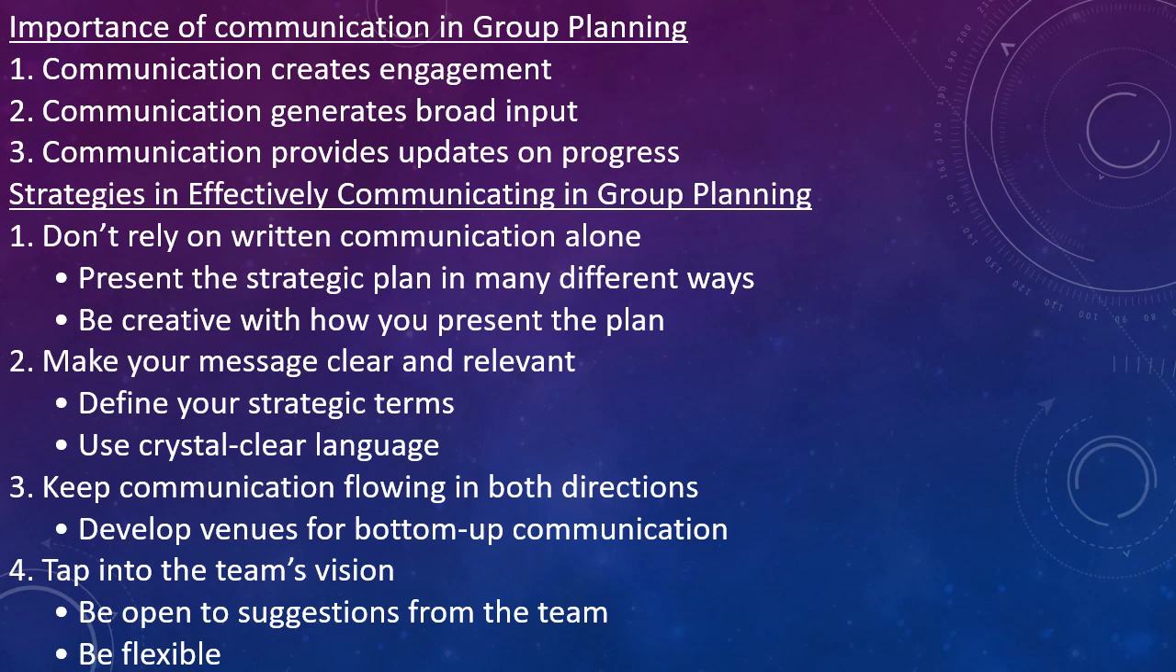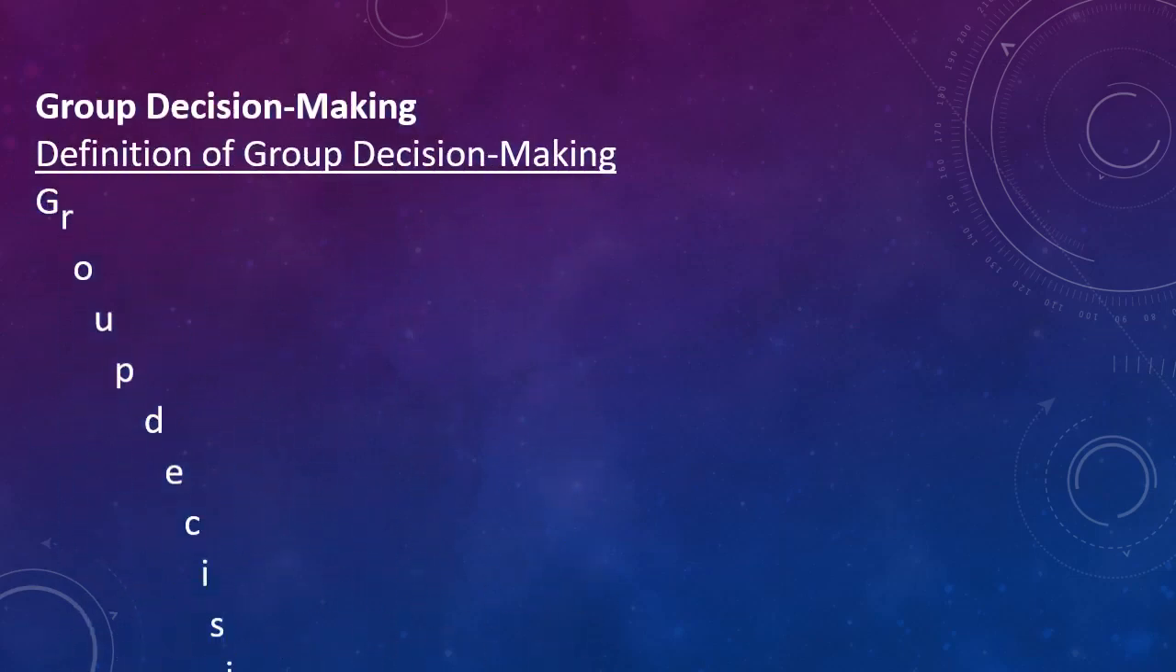2. Make your message clear and relevant. Define your strategic terms. Use crystal clear language. 3. Keep communication flowing in both directions. Develop venues for bottom-up communication. 4. Tap into the team's vision. Be open to suggestions from the team. Be flexible.